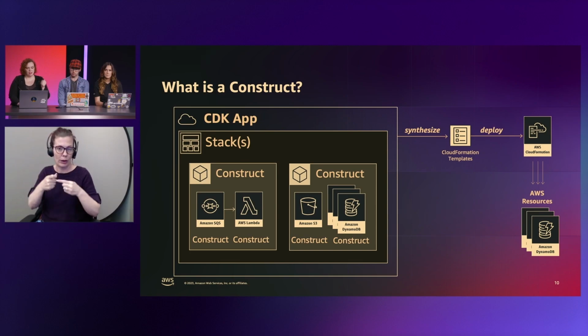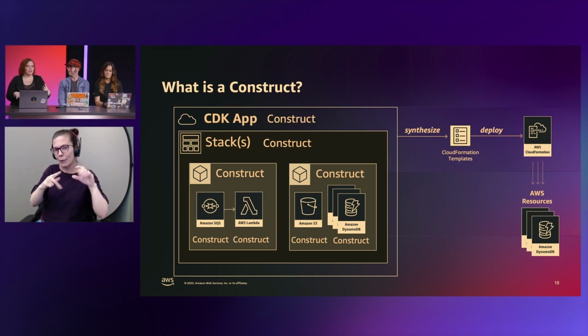Composition is the key pattern for defining higher level abstractions through constructs, and a high level construct can be made of any number of lower level constructs. In fact, stacks and apps are also constructs. Pretty much anything that you're going to interact with in the CDK is a construct.